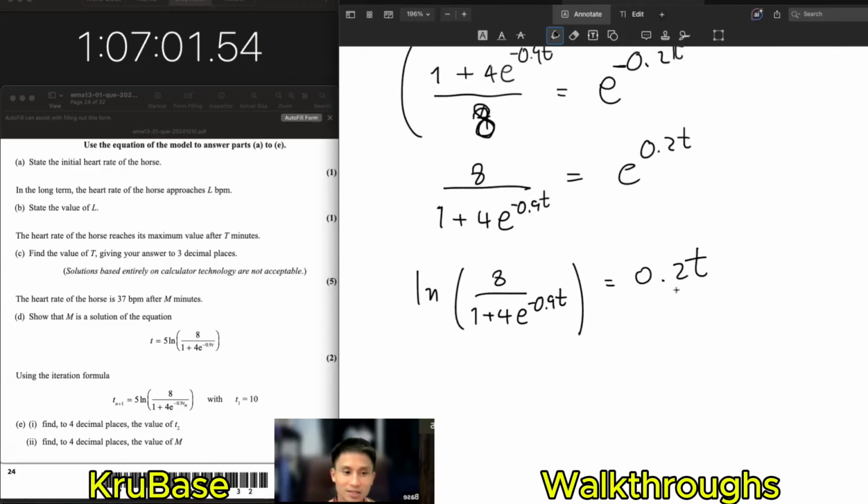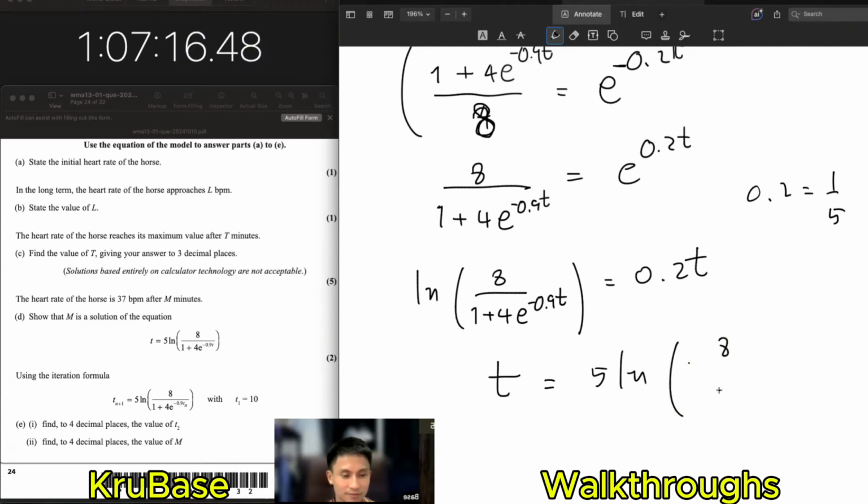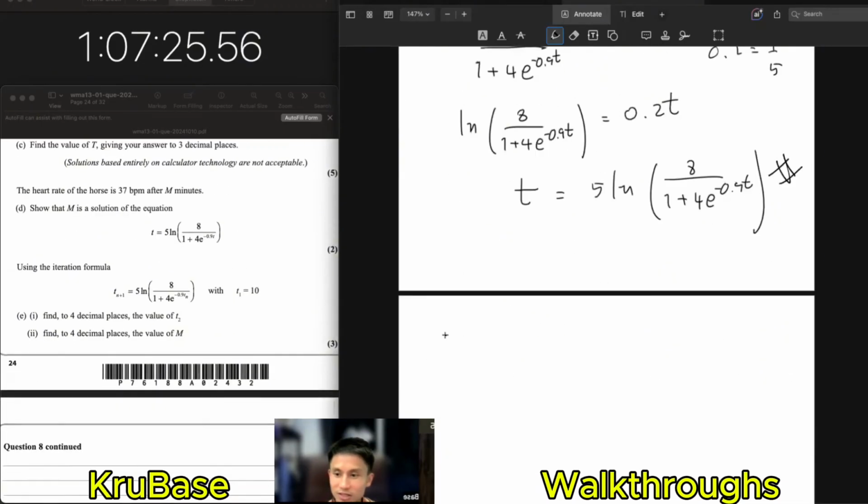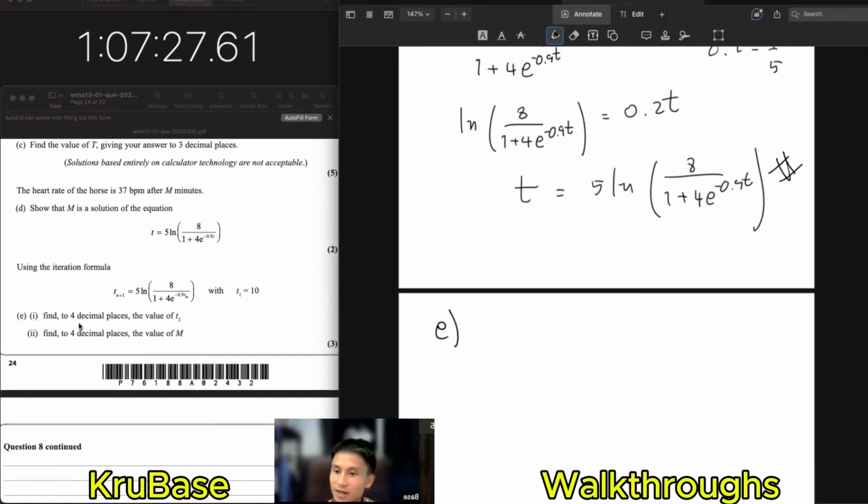And then I'm going to change. Basically 0.2 is equal to 1 over 5. So 1 over 5, imagine here, moving 5 up to multiply that, and I'm switching the side here. So I get what I want, basically, and that is just as required, guys. Done. And now use the iterative formula in E.